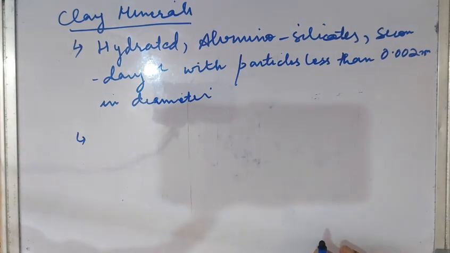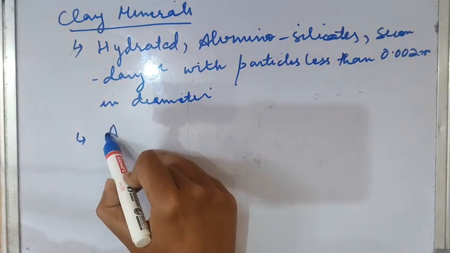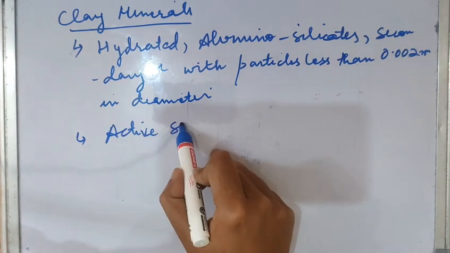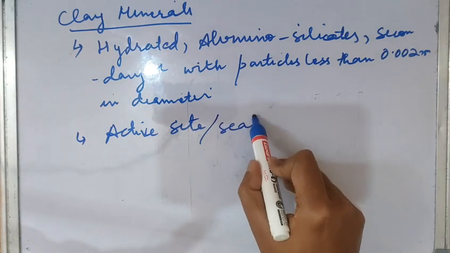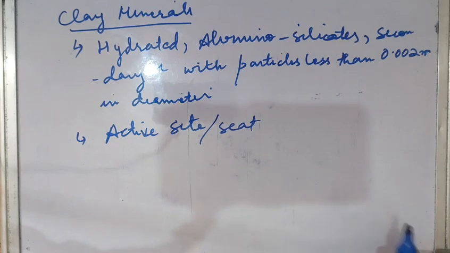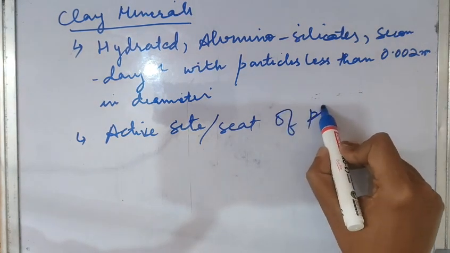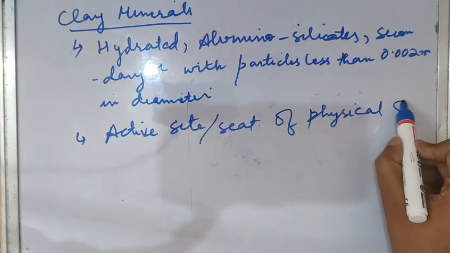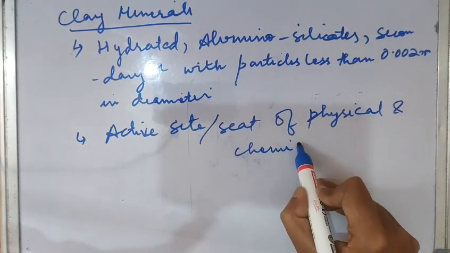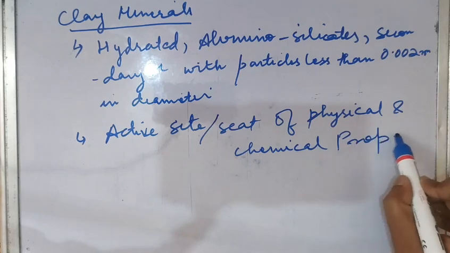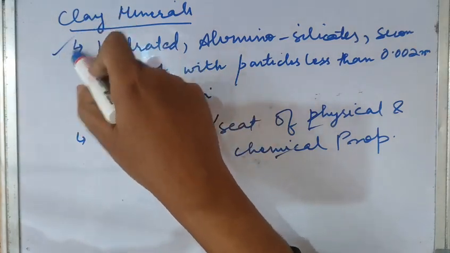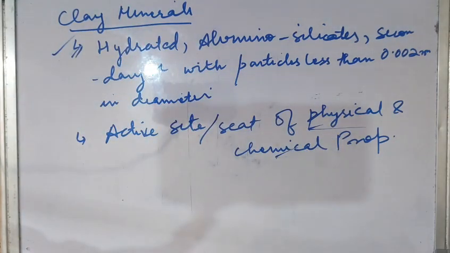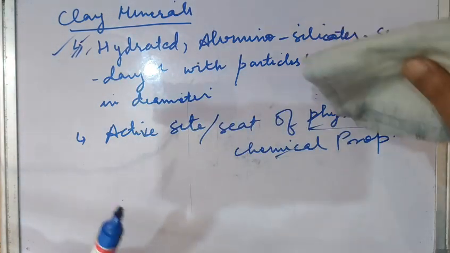These are the active seat of physical and chemical properties. That is, the physical and chemical properties highly depend on clay minerals. So the chemical and physical properties of any soil will depend on its clay minerals. I hope you all understand it.